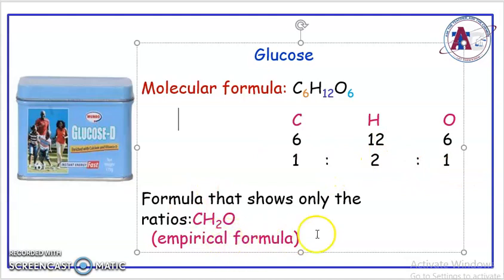Now, from there, the ratio of carbon to hydrogen to oxygen is 1:2:1, and that is how we got the empirical formula. But we are not interested in the empirical formula today. Our concern is the molecular formula. Molecular formula is that formula that shows the actual number. And in glucose, the actual number of the constituent atoms is 6 carbon atoms, 12 hydrogen atoms, and 6 oxygen atoms.